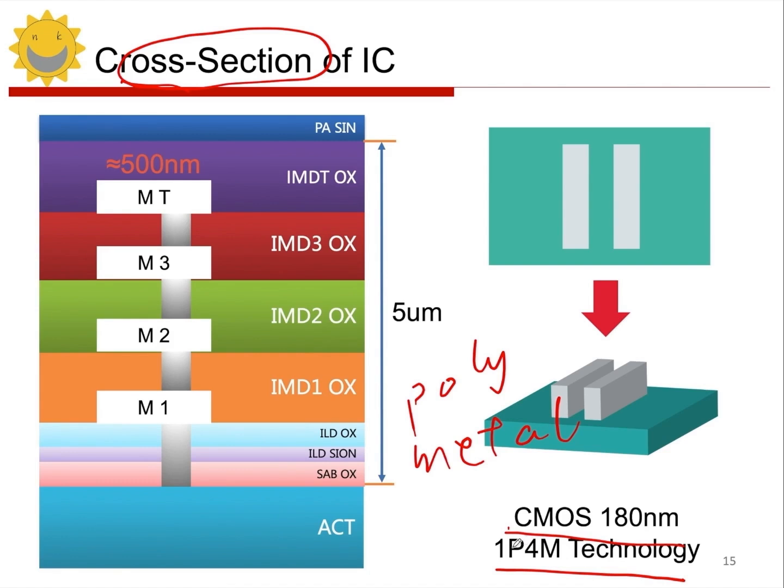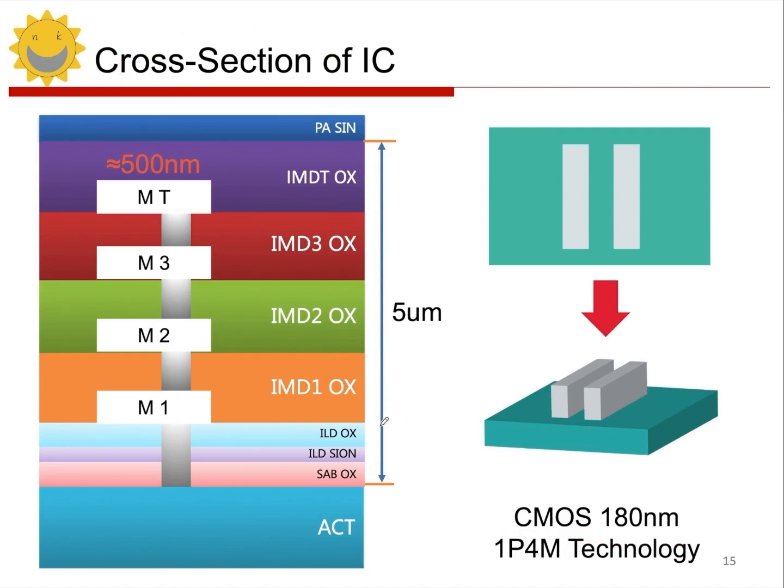On the left side, we see the cross-section. The bottom part here is our silicon substrate, or what we call the active area. The active area connects through something called a contact, which we usually abbreviate as CT. This contact connects the active area to M1, which is the abbreviation for metal 1, the first layer of metal.